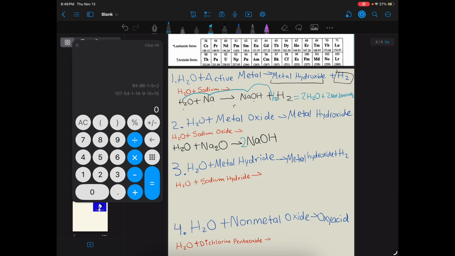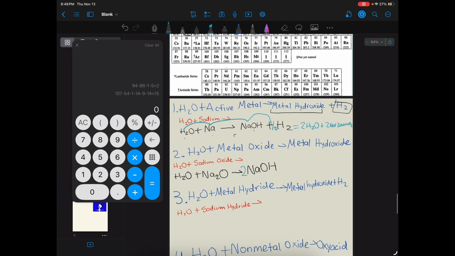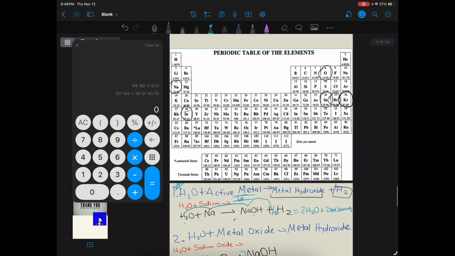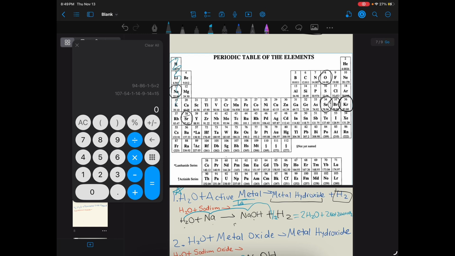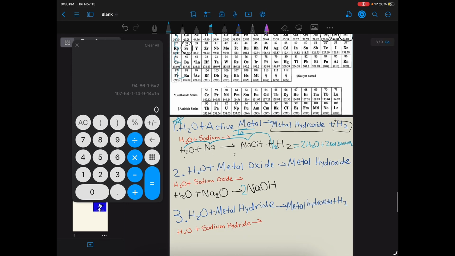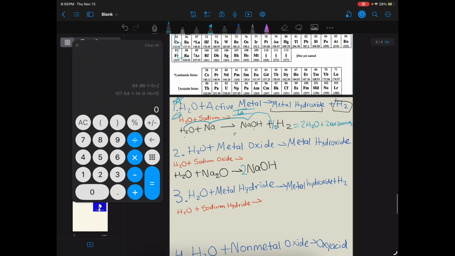And then going back really quickly to number 1, it's important to note that these active metals are always going to be in group 1A. So these are just the group 1 elements as seen over here. Any of these, except for hydrogen, can be considered the active metals. So Li, Na, K, Rb, Cs, and then Fr. Any of those can be considered as the active metals for this first trend right here.